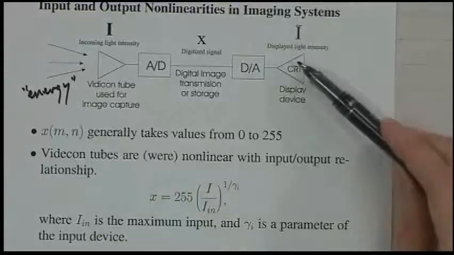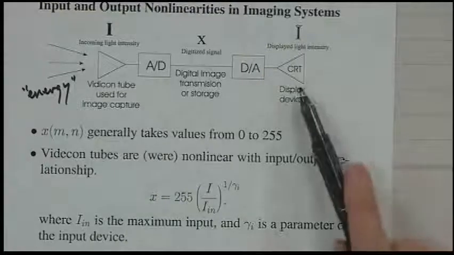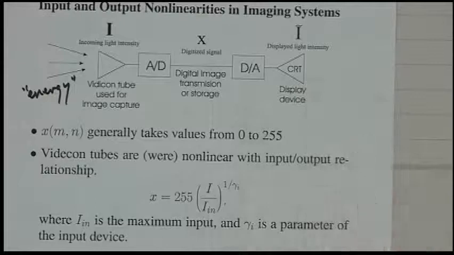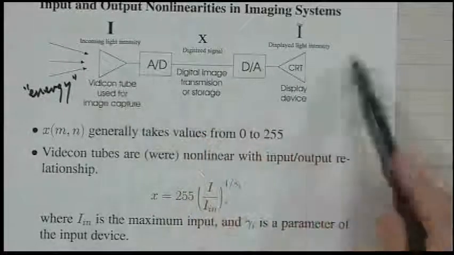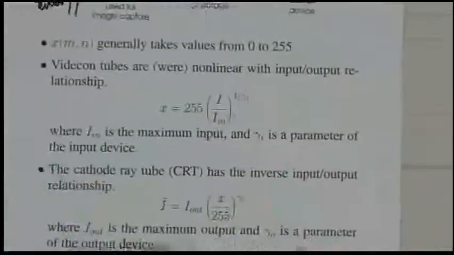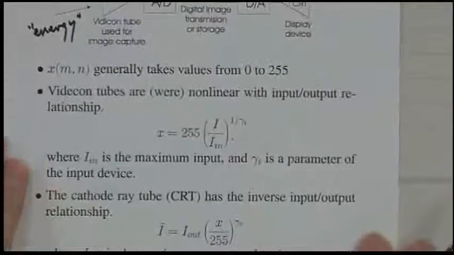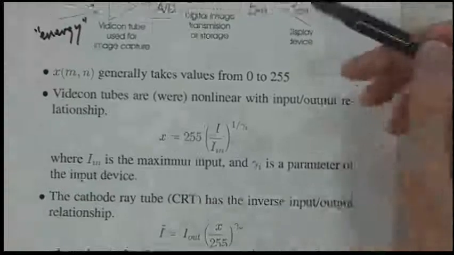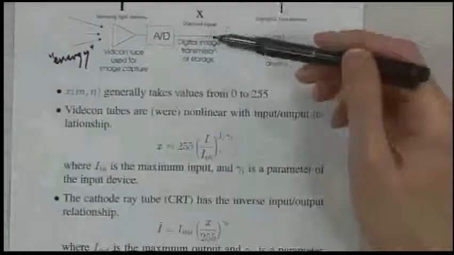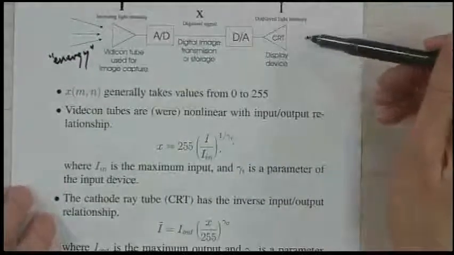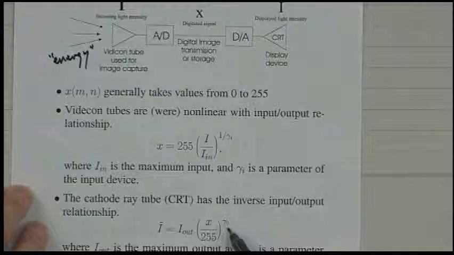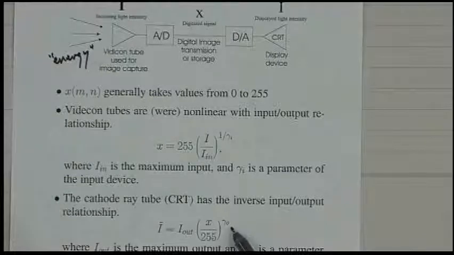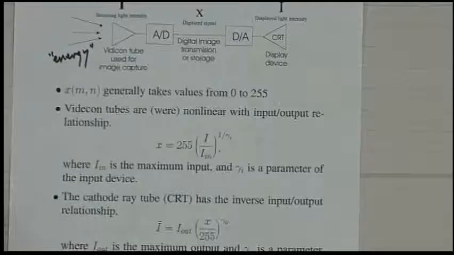Both television and computer monitors used the CRT. This kind of device was known to have a similar relationship to this, but basically the inverse. So going from the digitized image to the output light energy, it was also known to obey a power law relationship, where the exponent associated with that one is this parameter gamma O for output.